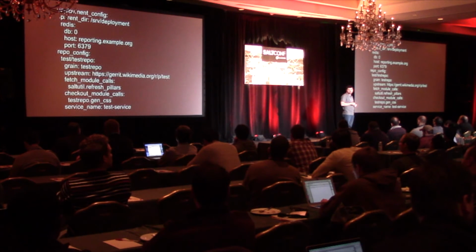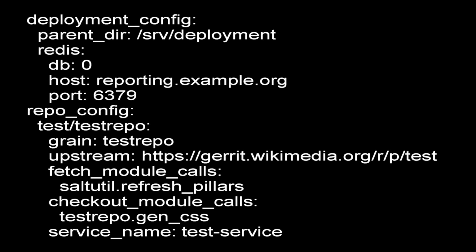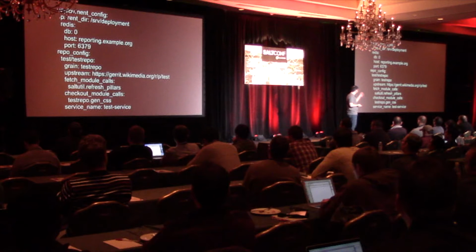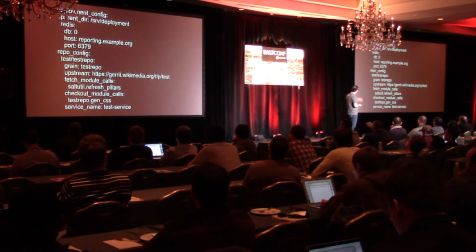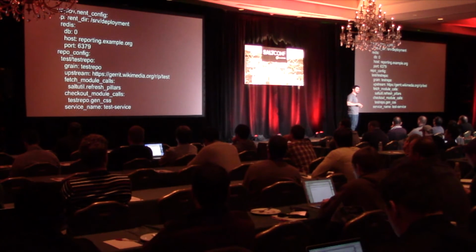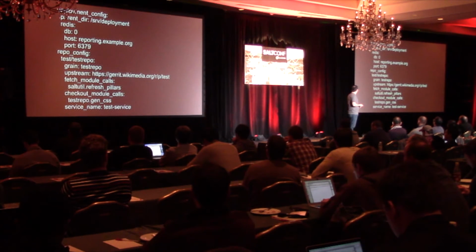So here's an example of a pillar configuration for deployment. There's a global configuration portion that is the deployment configuration. It just does things like tell it which database to use, basically. In this case, Redis is the returner that's being used, so it configures Redis. In this case, it also says all deployments are going to occur under a specific parent directory, so that you always know where the code's going to be running from on the system.